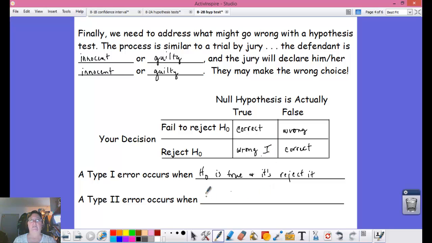The type 2 error is the other one. When H sub O is false, that is, it's not correct, but it's not rejected. So that makes this the type 2 error. H sub O is false, not rejected. Okay? Both of those situations have issues, and we need to talk just a tiny bit about them.